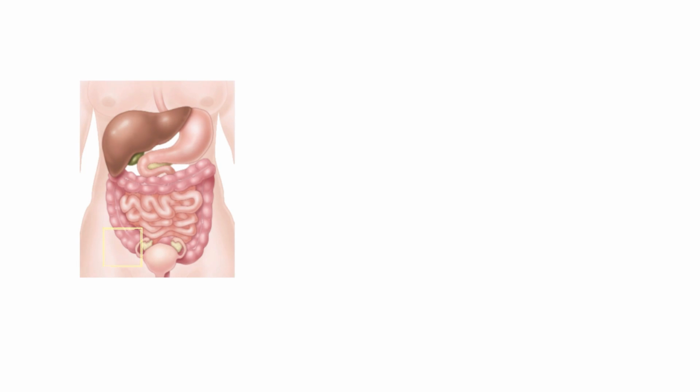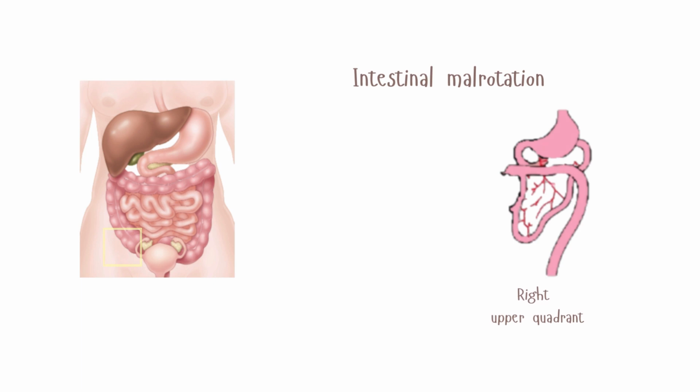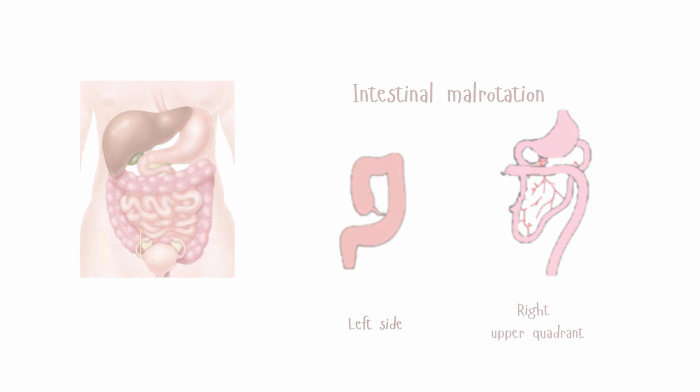Rarely, the cecum does not migrate in the right lower quadrant of the abdomen. In these cases, the appendix is found near the gallbladder, or if intestinal malrotation occurs, then in the left iliac fossa, which makes the diagnosing of appendicitis difficult.